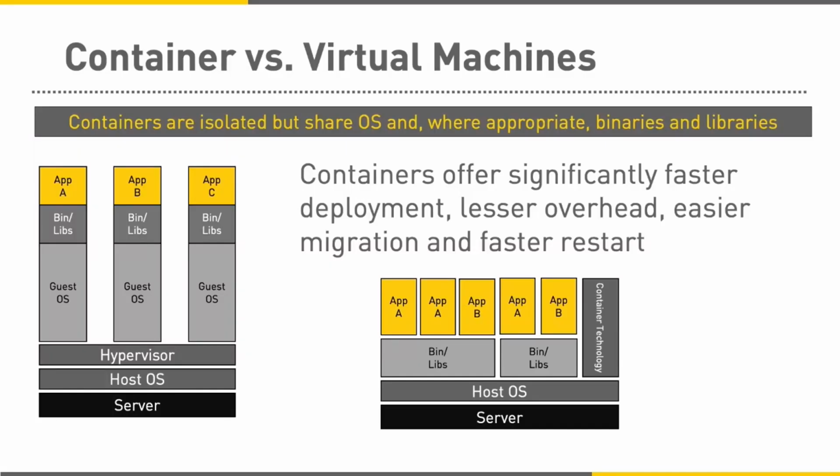So this is a visual representation of what I just mentioned. In terms of VMs, you have physical server, host operating system, hypervisor, and then a lot of redundant guest operating system software, followed by the binaries and libraries that are specific to your application, and finally your application. And when you compare and contrast that with containers, there is no hypervisor and there is no guest operating system that is redundantly copied. So containers offer significantly faster deployment, lesser overhead, and it is easy to migrate with faster start.